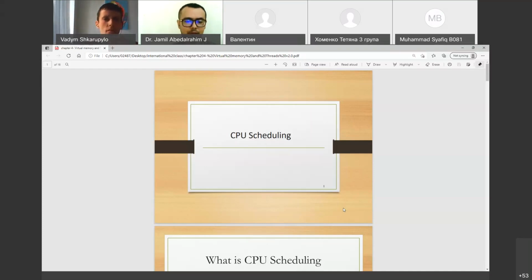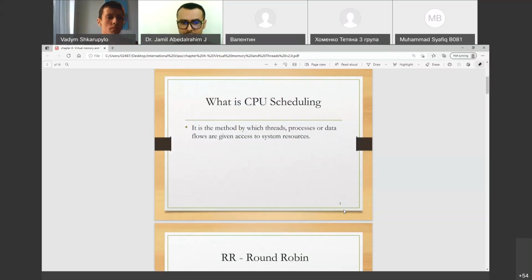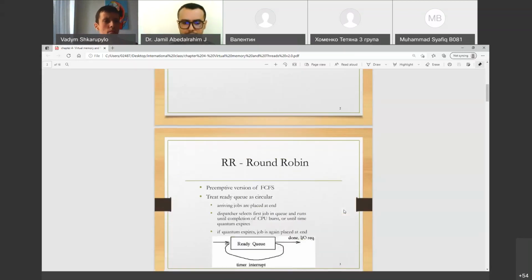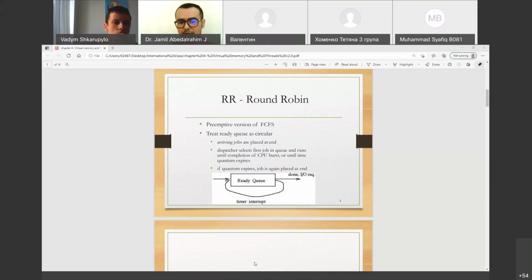Today we will talk about CPU scheduling. What is CPU scheduling? It's the method by which processes or data flows are given access to system resources. There are many kinds of CPU scheduling. Today we will focus only on round robin. What is round robin? This type of scheduling algorithm is used in a multitasking operating system, or you can say a time sharing operating system.